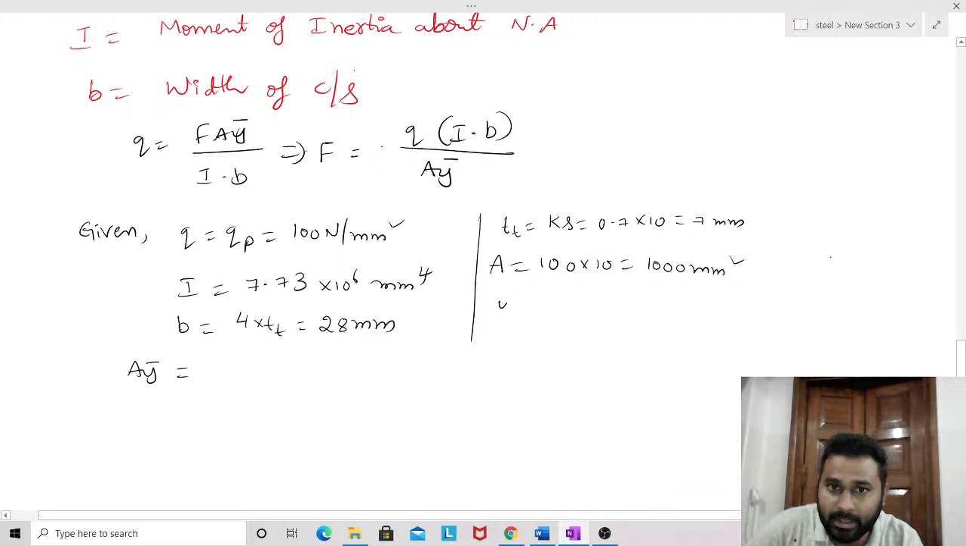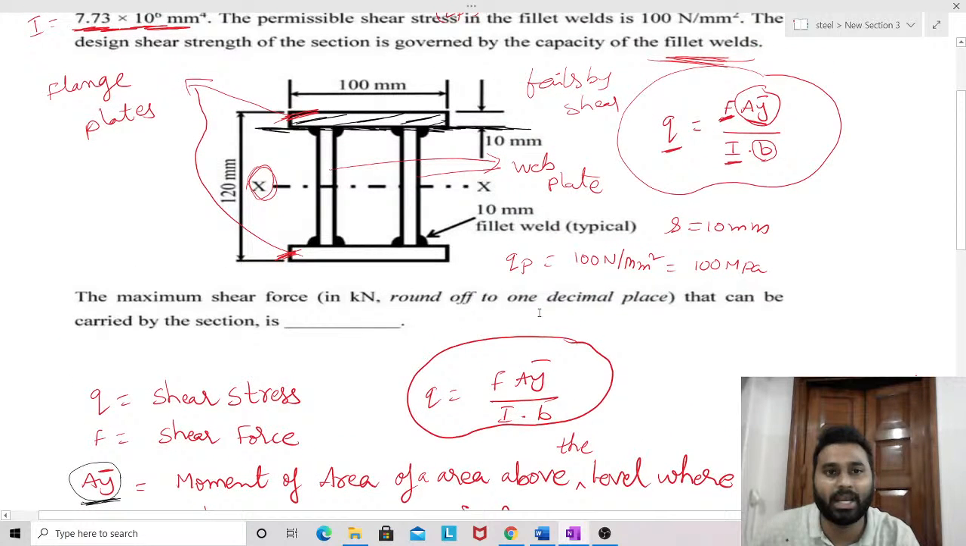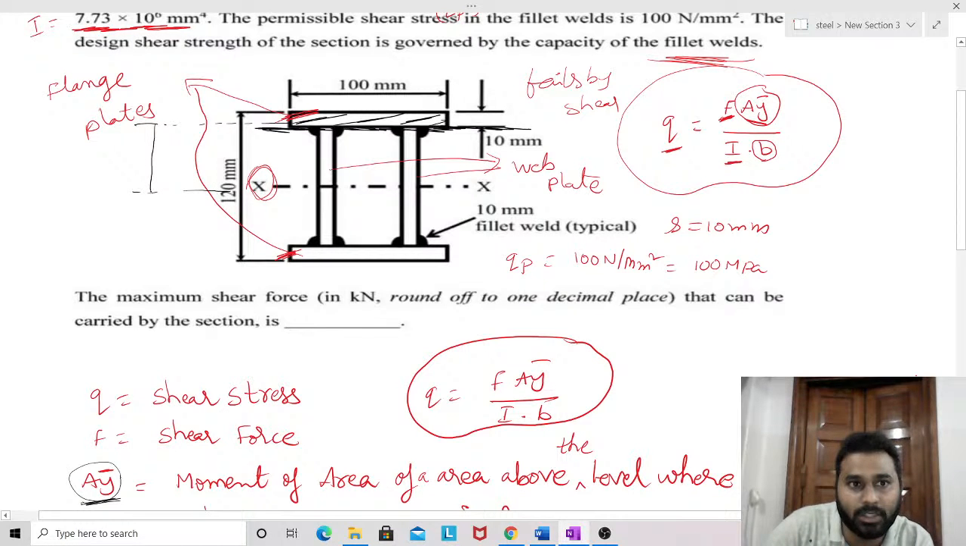Now y bar is nothing but the distance of the CG of that area from the neutral axis. If you observe here, where the CG will be present, and where the neutral axis is present, upon simple mathematics we are going to get this y bar as 55.